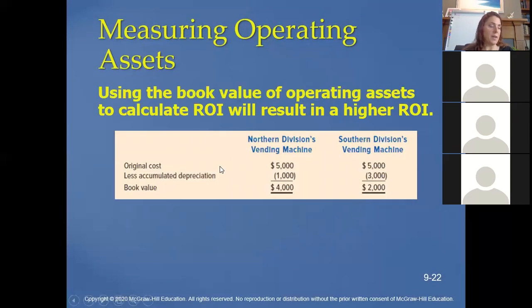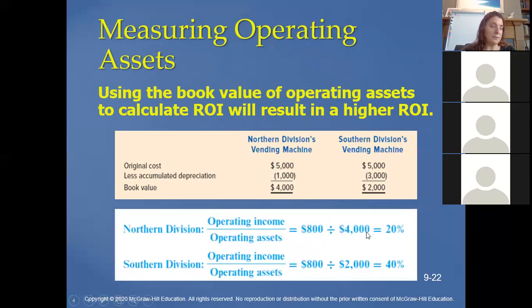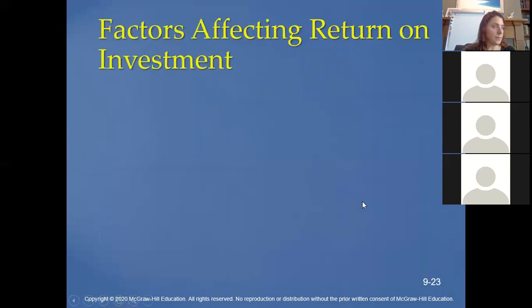Okay, this is what I wanted to talk about with assets. Just because you have more or less depreciation can really affect your ROI calculation. So you have your original cost and then your book value. If your asset, because of depreciation, is higher or lower, that can affect it significantly. So that's why we're using operating assets. I mean, everybody okay with that? And then I'll say, for the sake of the problems that you're gonna have, it's just gonna give you operating income and operating assets.